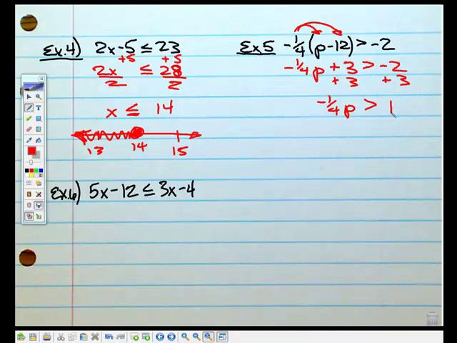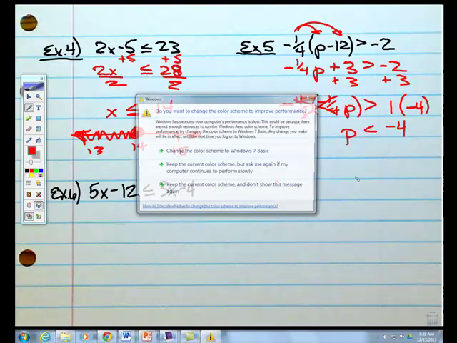To get rid of multiplying by the fraction here, I'm going to multiply by its reciprocal, which will be negative 4 over 1, which is really to multiply by negative 4. These cross out. I now have p by itself is greater than, and I just made a mistake. We multiplied both sides times a negative value, which is going to cause the inequality symbol to flip, and we will get negative 4.